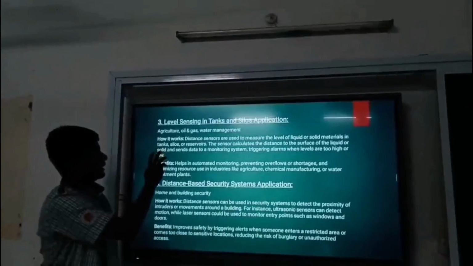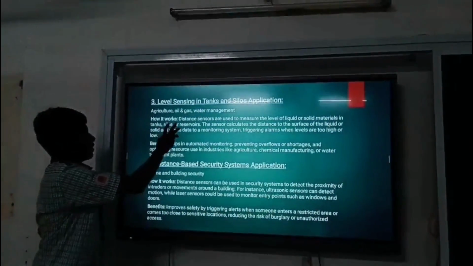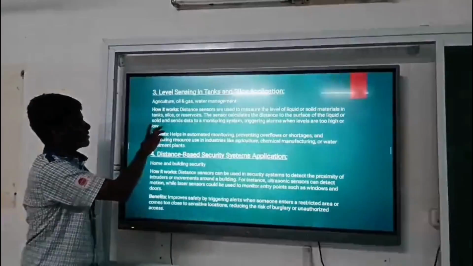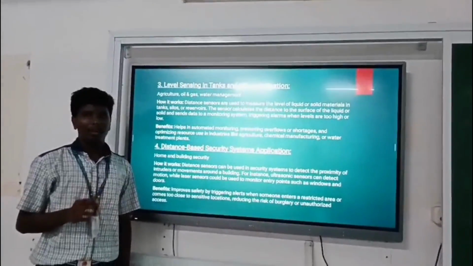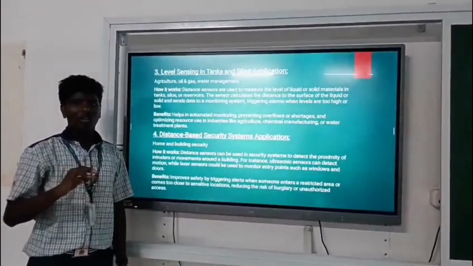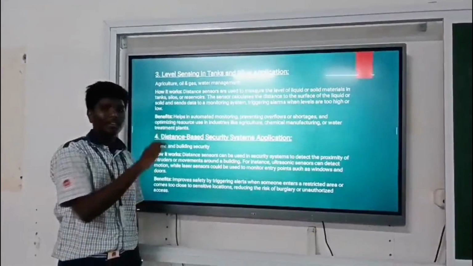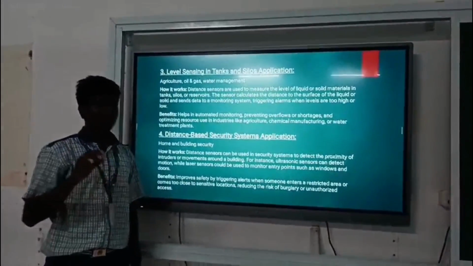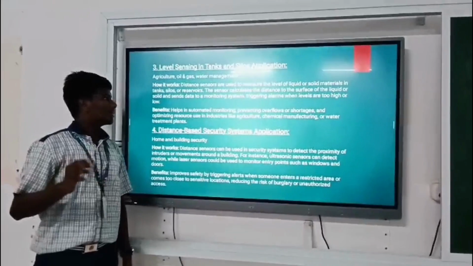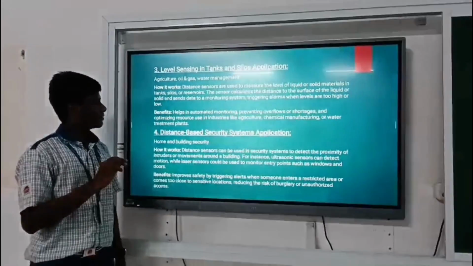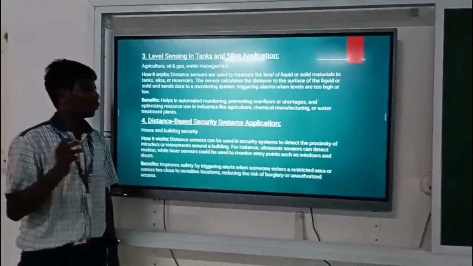Level sensing in tanks and silos application. Agriculture, oil and gas, water management. Distance sensors are used to measure the level of liquid or solid material in tanks, silos, or reservoirs. The sensor calculates the distance to the surface of the liquid or solid, sends the data to the monitoring system and triggers alarms when levels are too high or too low.